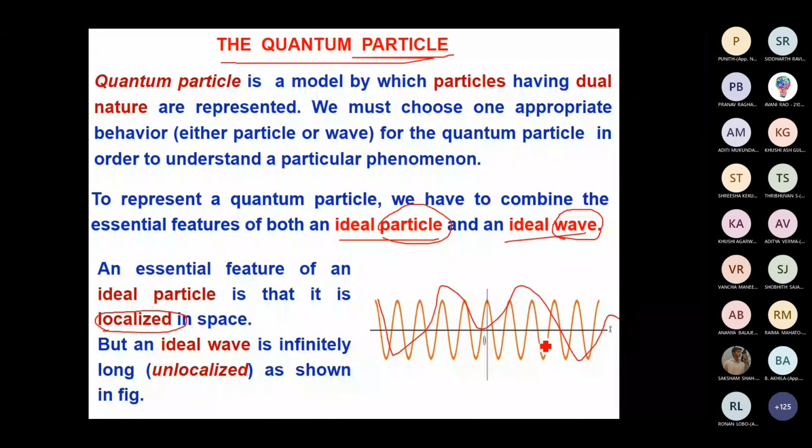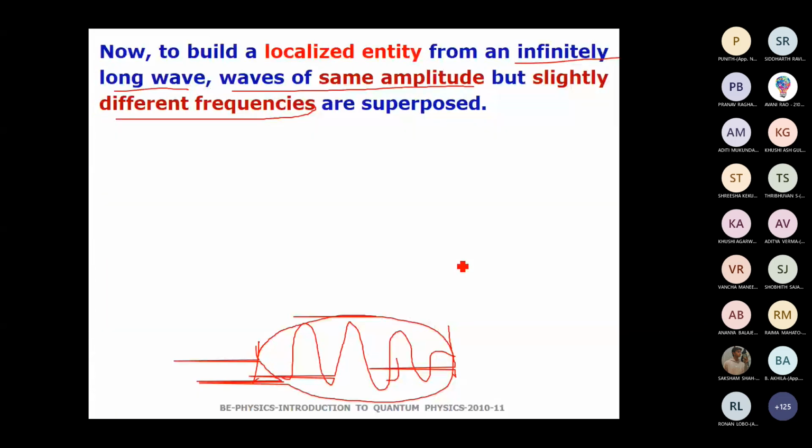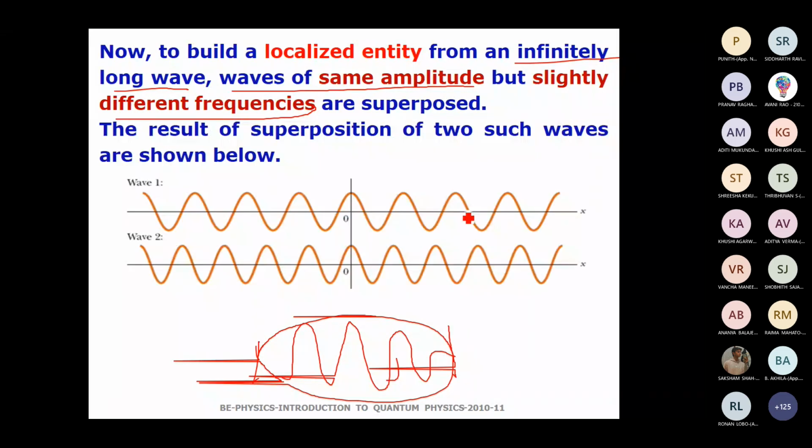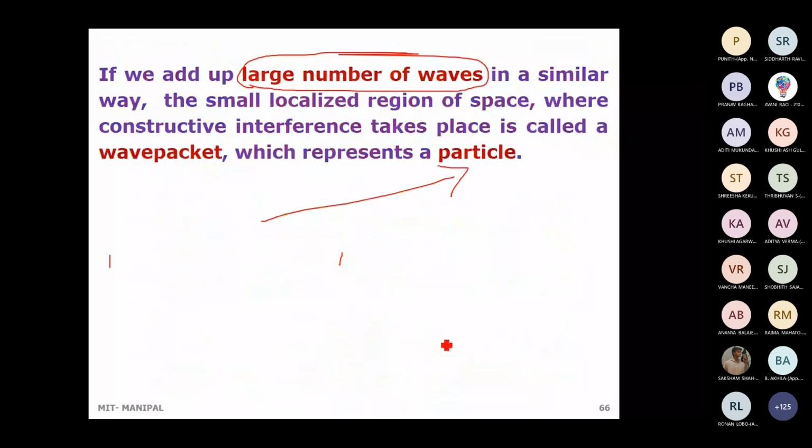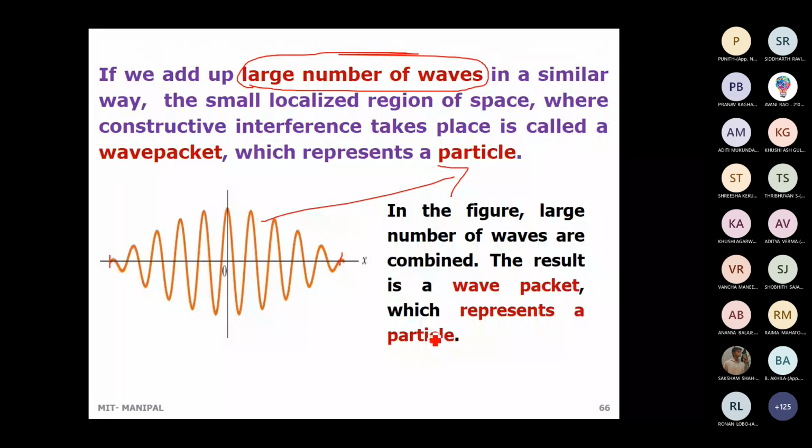For this, consider infinitely long waves of the same amplitude but of slightly different frequency. You superimpose them, and what you get is a wave packet. If you do that with a large number of waves, you will have a small localized region where constructive interference is taking place, which we term a wave packet. This can represent the particle. The wave packet is used to represent a particle. So I can say that in this localized region, the particle is somewhere present here.